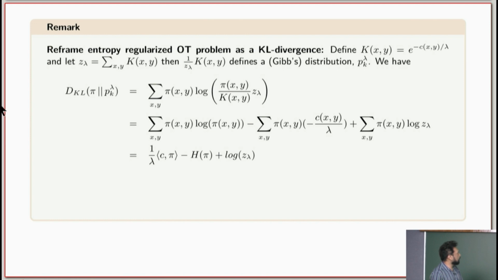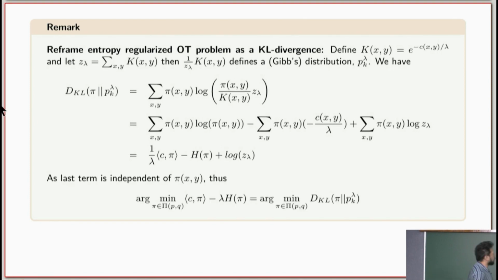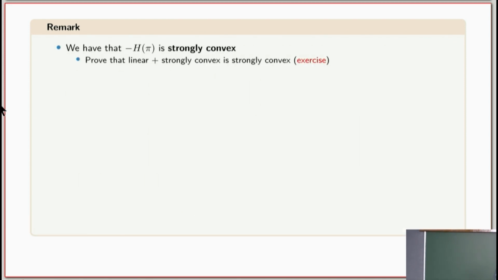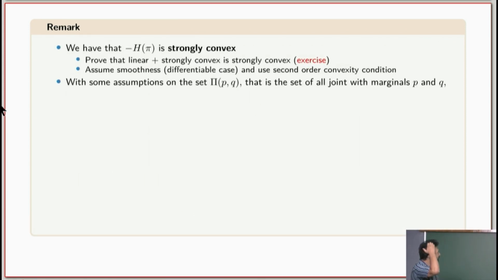This is the connection where we could see the original OT with entropy regularization is equivalent to KL divergence. Then essentially our problem reduces to another view, the minimization of the KL divergence, which is the same thing as solving the optimal transport with the regularization. We had these few things set up before we went ahead with the algorithm. Basically this regularization term is strongly convex, which obviously means that linear plus strongly convex is strongly convex.